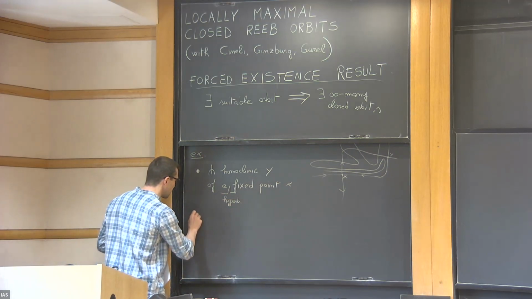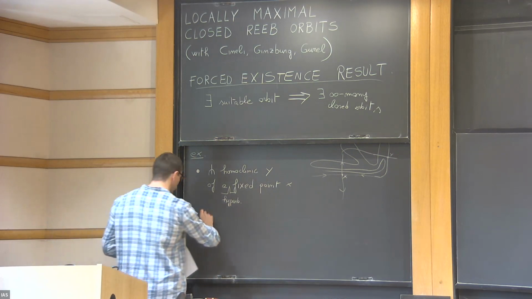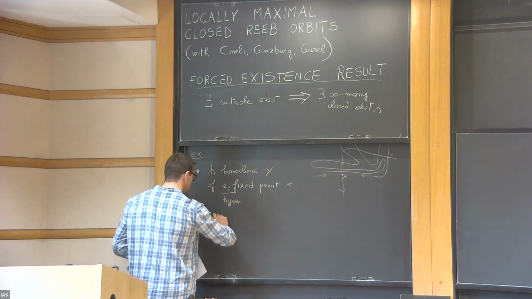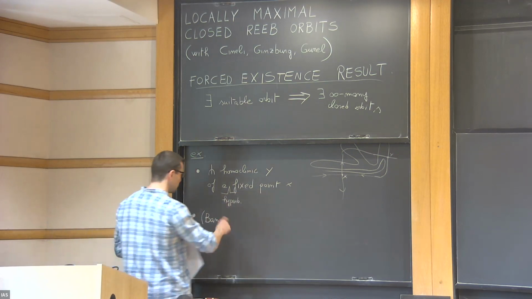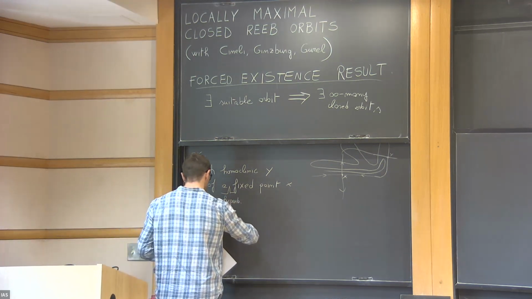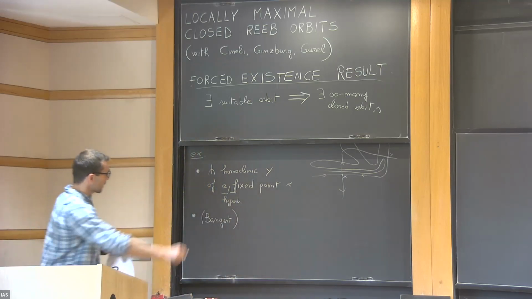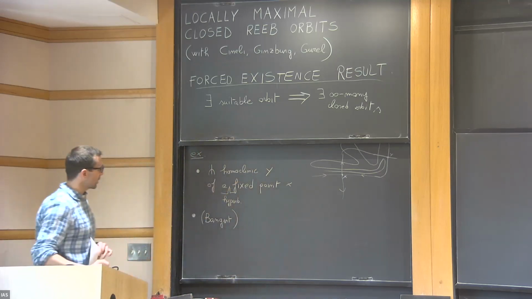Now, let's move to symplectic dynamics. Here's a beautiful result due to Viktor Bangert, another kind of forced existence of completely different nature. It's not based on hyperbolicity this time. Once again, when you have this homoclinic, you have infinitely many periodic points.